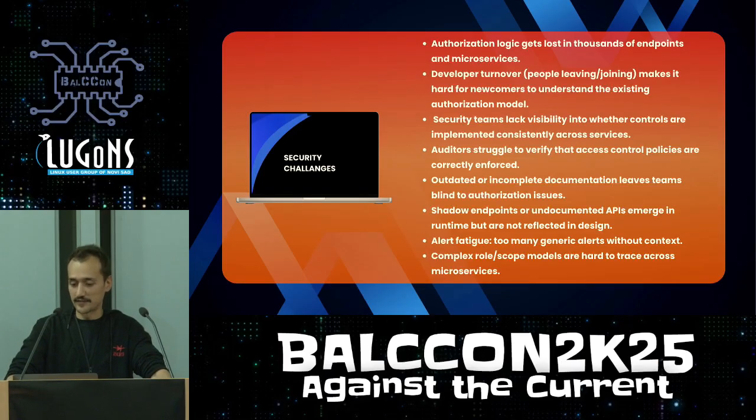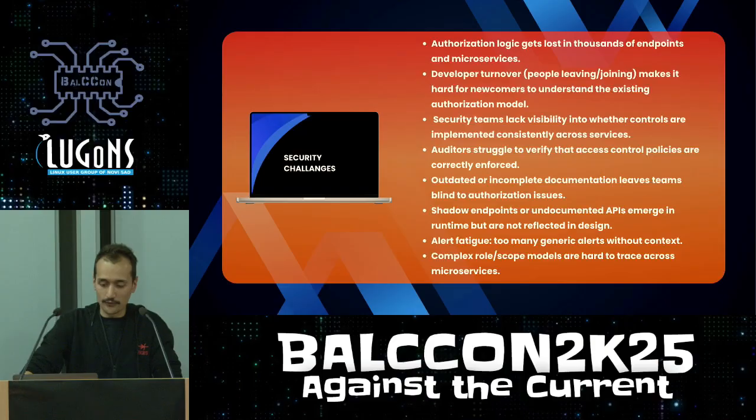And security teams lack visibility into whether controls are implemented consistently across services. And then the auditors struggle to verify that access control policies are correctly enforced. Again, this is mainly because of a lack of documentation and a lack of understanding, which is something each and every enterprise application security team has had to deal with.